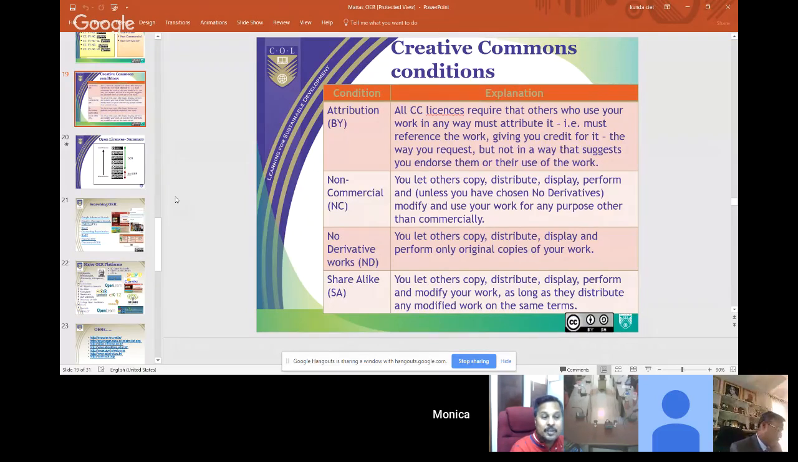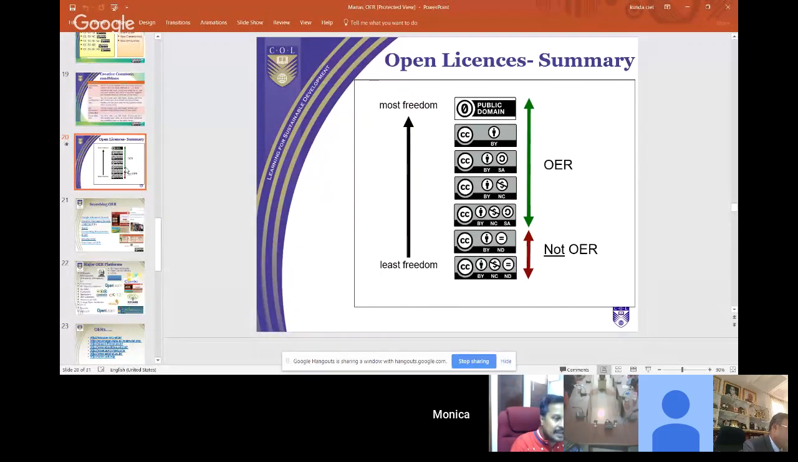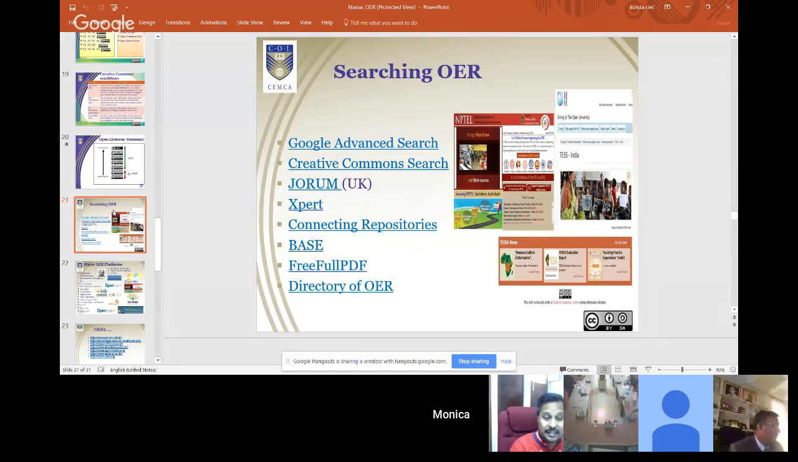If you understand these 4 concepts, you can easily understand all kinds of Creative Commons licenses, which are the identity of any kind of open educational resources. Let me go to the next slide, where the kinds of licenses are summarized. This is the last 2 licenses. May I request the next slide? Monica may be away, so let me just describe it, and you will get the slides in a few seconds.